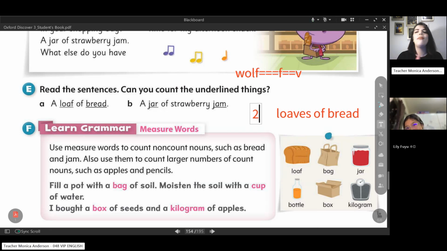Why? Look, Mary, I have this, okay? Can I say, give me one water? No. Okay, so I need something. I said a glass of water, for example. Or, for example, a bottle of water, okay? Or a mug, for example. Okay, so here we have some words that we use to measure uncountable things. Okay. Right? Okay, so you know, they're called measure words.